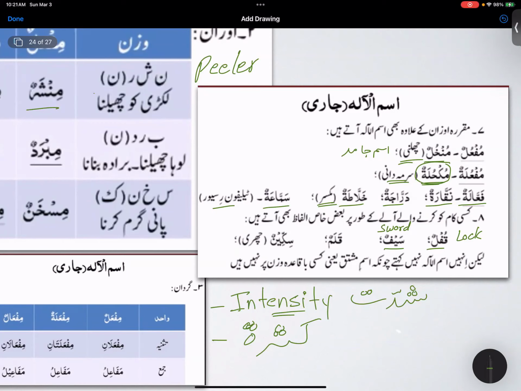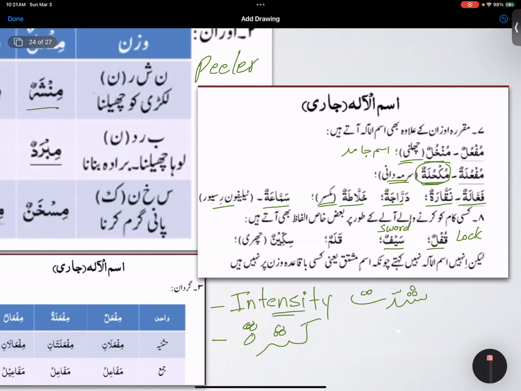Whose title was Saifullah? The Prophet Sallallahu Alaihi Wasallam gave this title to someone. Khalid bin Walid, yes. Saifullah, the sword of Allah. So Saif, the sword, is a tool to save you. So that is also not following this pattern.